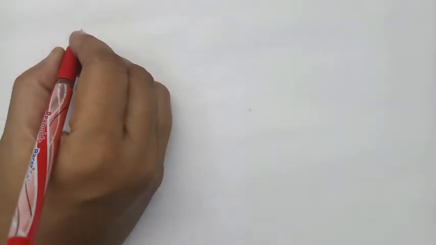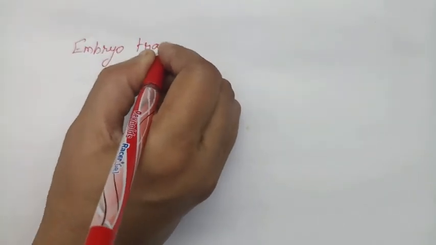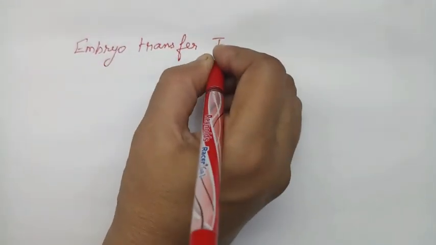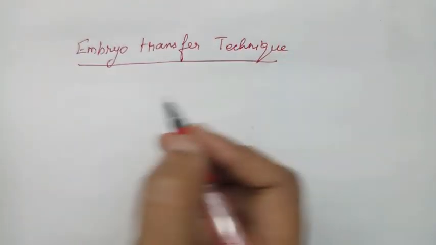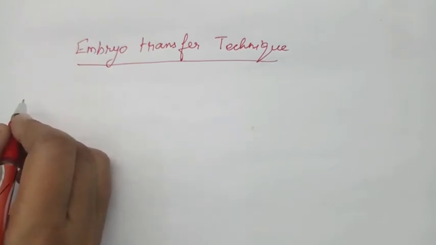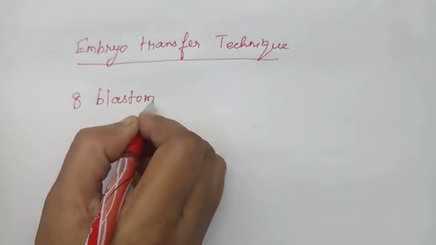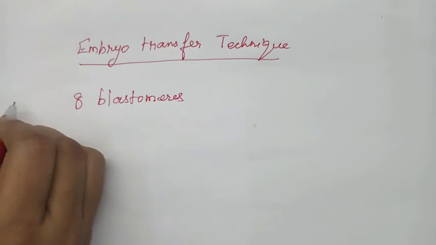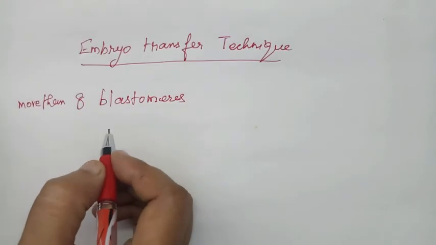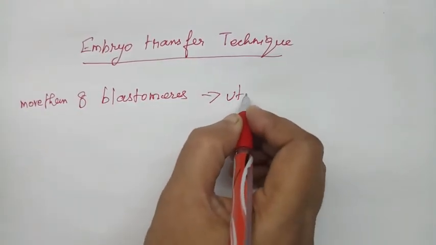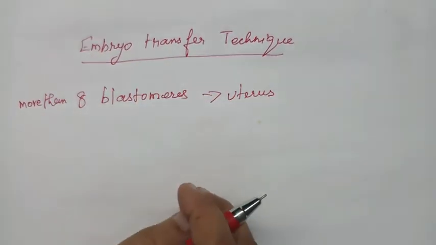Another technique is there, the embryo transfer technique. This is also discussed in your book. Transfer of an embryo with more than 8 blastomeres into the uterus is called embryo transfer technique.